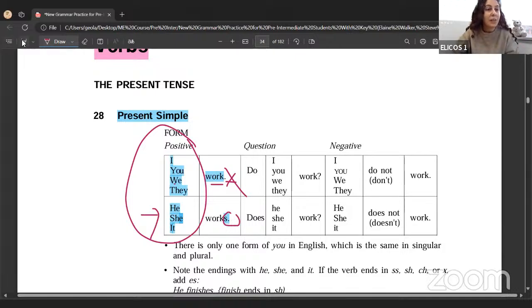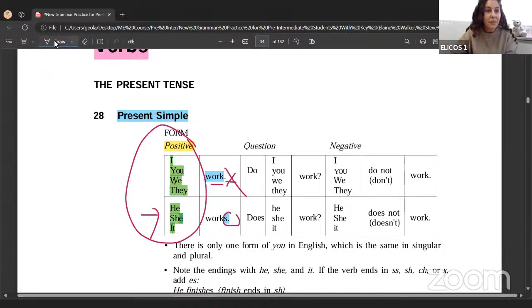That's how we make what we call a positive sentence. A positive sentence means it's an action which is happening, like I work, I speak English, I play football. It's just positive, true information of what is happening.